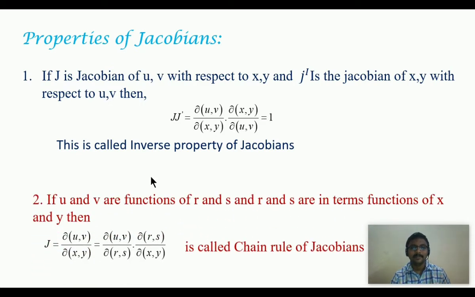Another property: if u and v are functions of r and s, and r and s are in terms of x and y, then dou of uv by dou of xy is equal to dou of uv by dou of rs into dou of rs by dou of xy. This is called the chain rule of Jacobians. So once again, u and v are in terms of r and s, but r and s are in terms of x and y. Then their product will be dou of uv by dou of xy. This property is known as the chain rule.